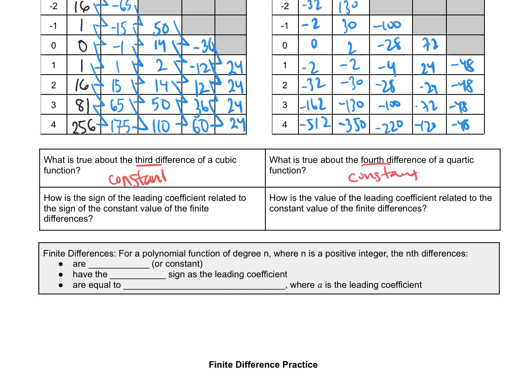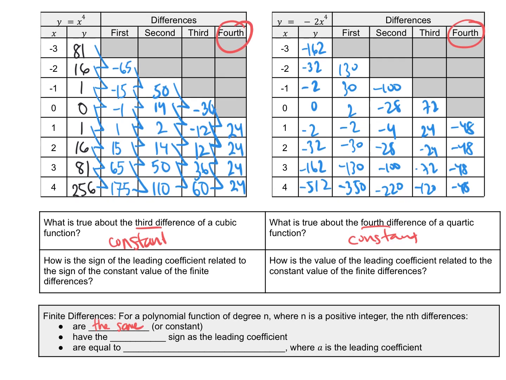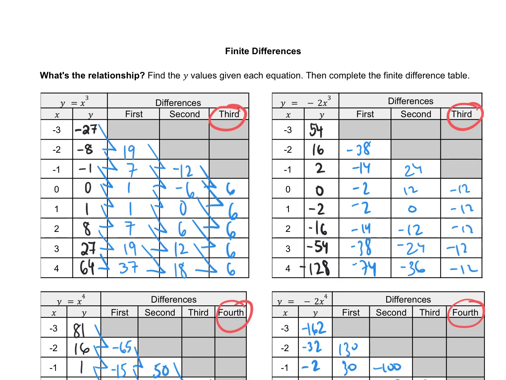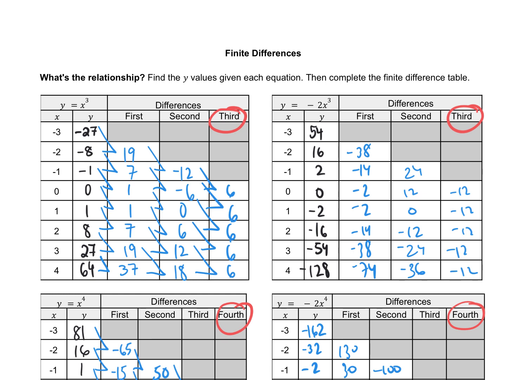For a polynomial function of degree n, where n is a positive integer, the nth differences are the same, or equal, or constant. Now let's look at the actual value of those constants and how it might relate to the leading coefficient. So first of all, the difference between a positive leading coefficient and a negative leading coefficient.